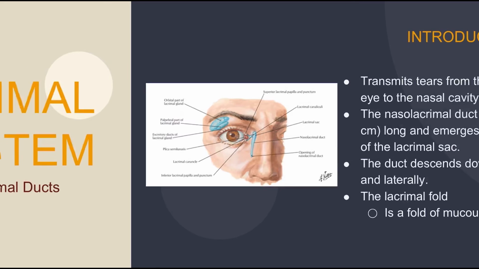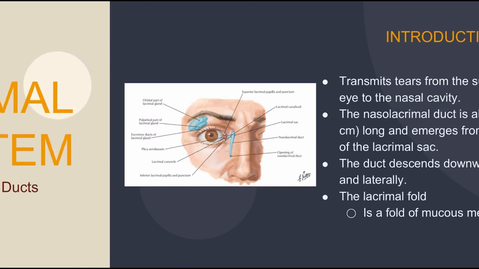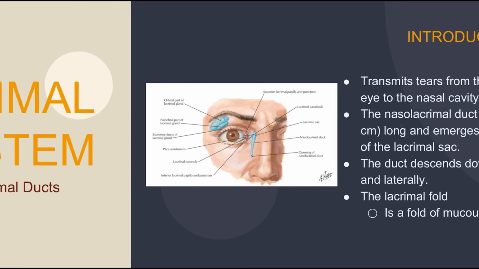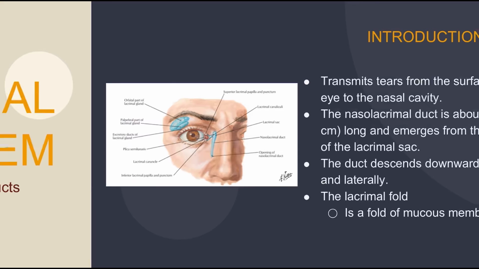A fold of mucous membrane known as the lacrimal fold guards the opening. This prevents air from being forced up the duct into the lacrimal sac on blowing the nose.